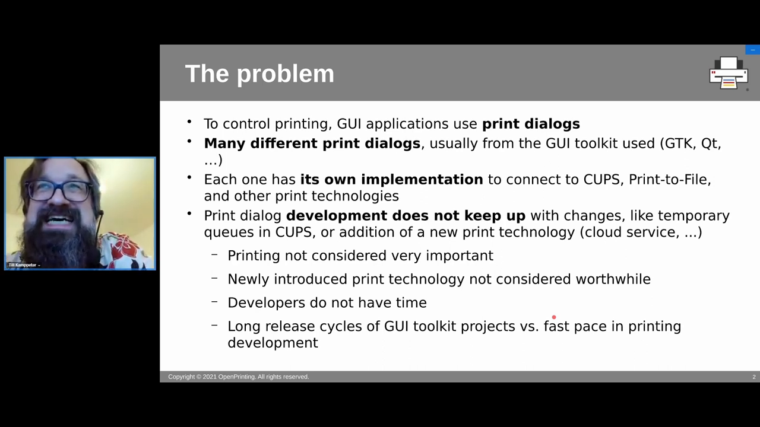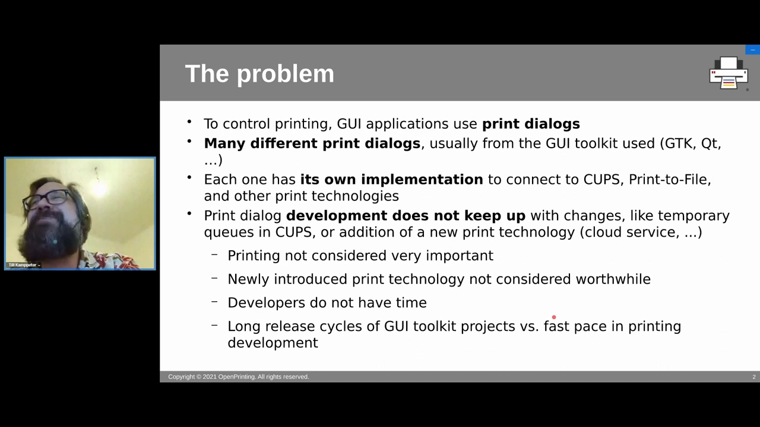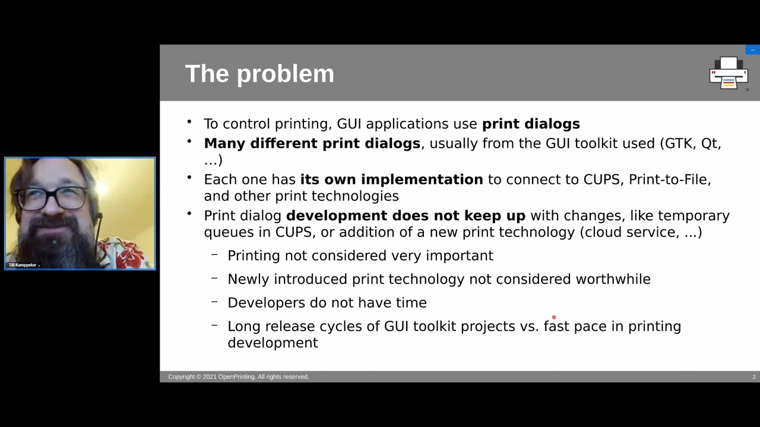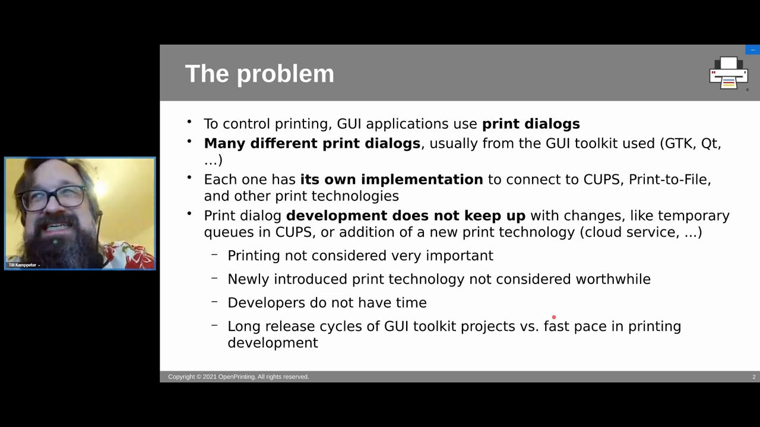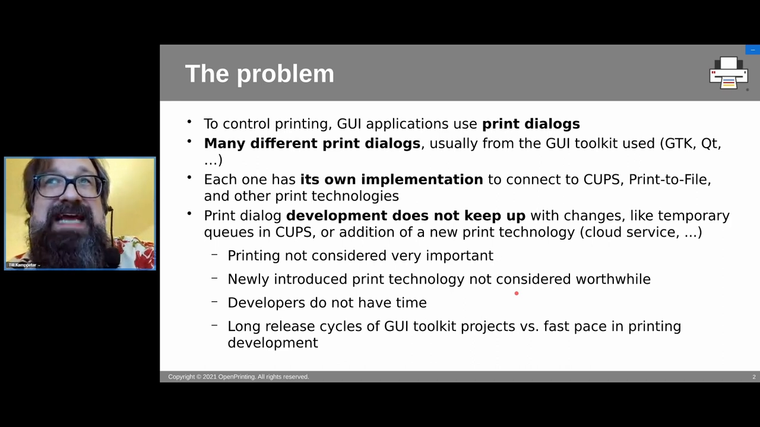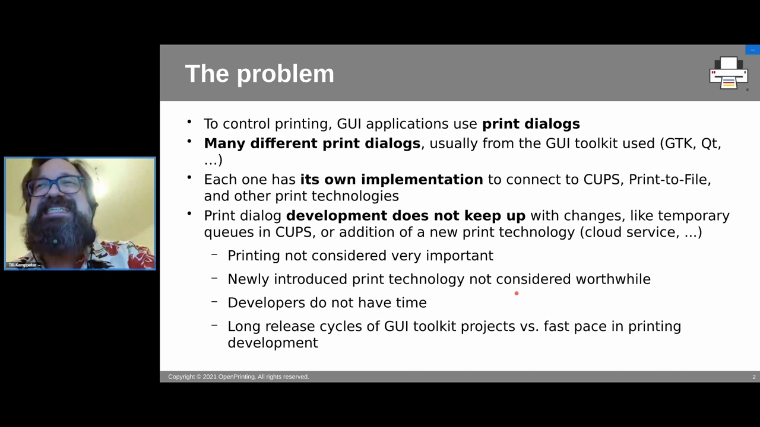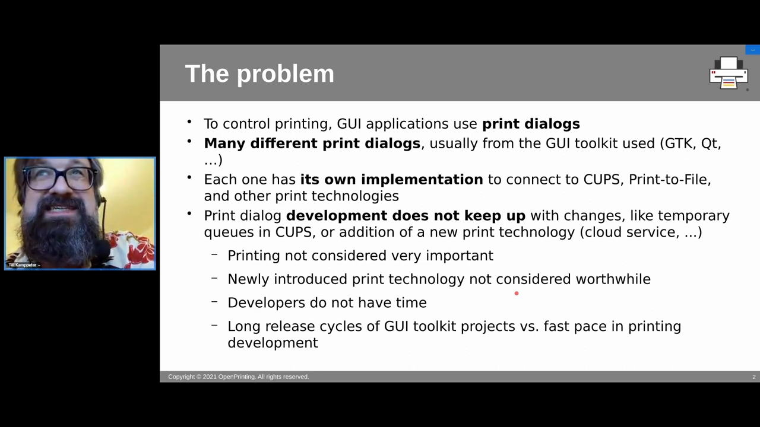So therefore, we have the print dialogue, the common print dialogue backends, the same backends for all dialogues, independent of the individual graphical user interface toolkit. I got inspired by doing backends. And so we overcome these problems that toolkit developers think printing is not very, very important, and put not much time into it. Developers do not have time, and so on. And so we should be able to solve these problems easily once the interface is implemented in the toolkits.